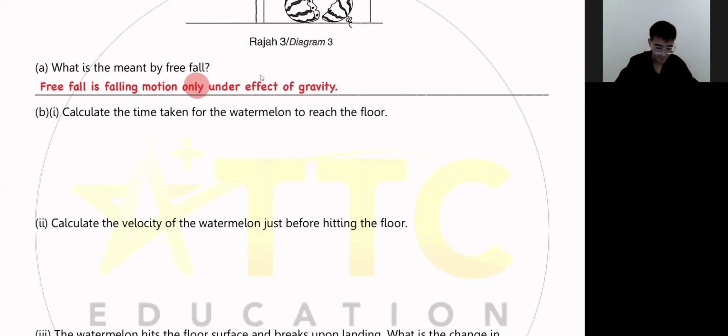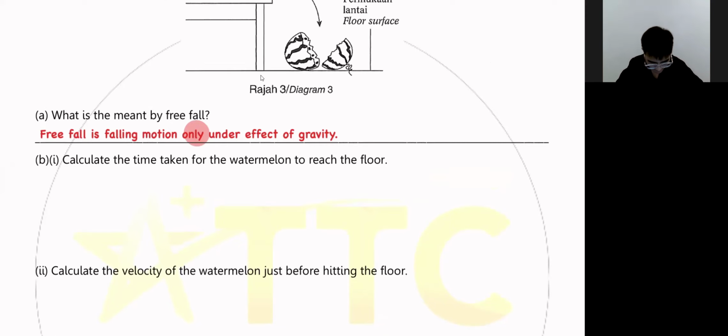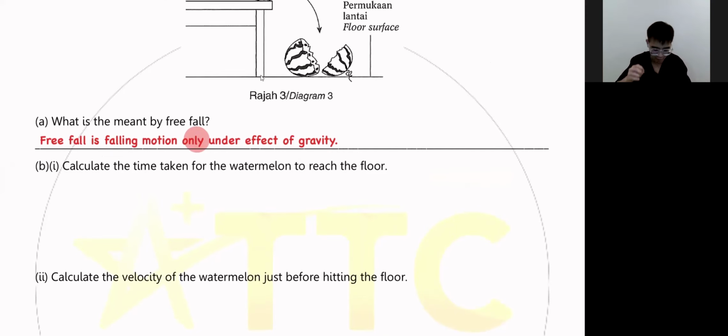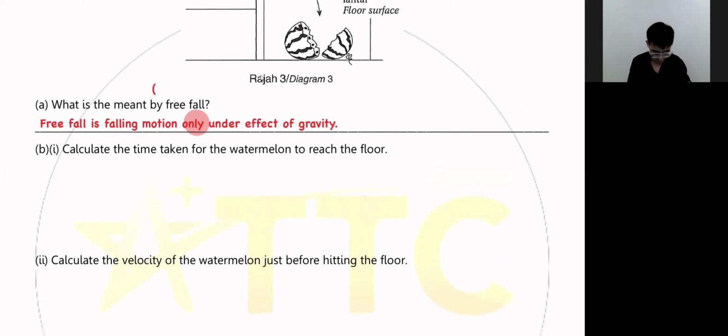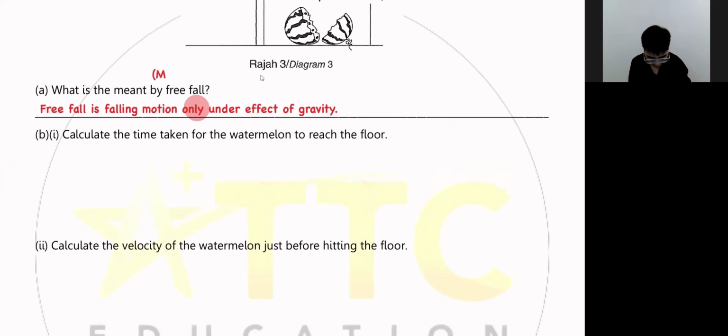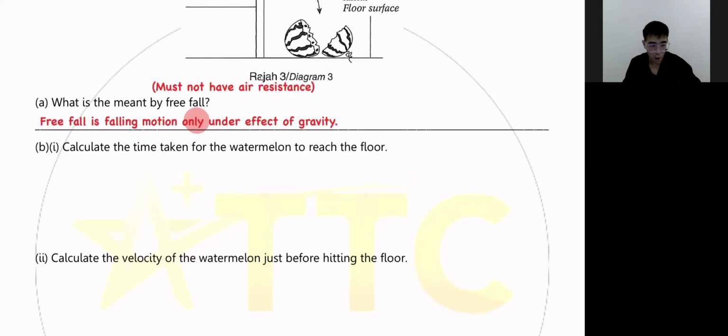So that's why, remember, free fall has to be carried out in vacuum condition. That means there must not be air resistance. So when an object falls under no resistance, only then we consider that falling motion as free fall. If not, it's not free fall.